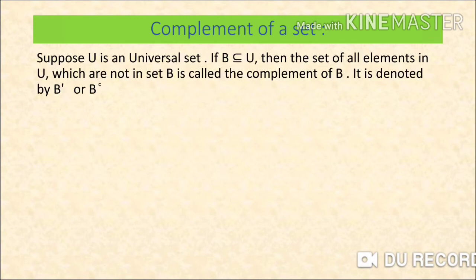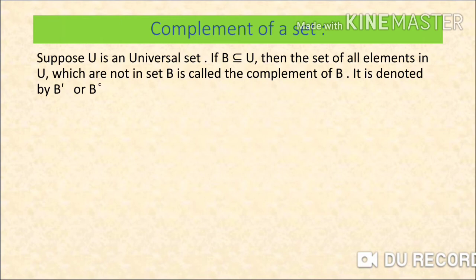Complement of set. Let's study what is the complement. Suppose U is a universal set. If B is a subset of U, then the set of elements in U which are not in set B are called the complement of B.